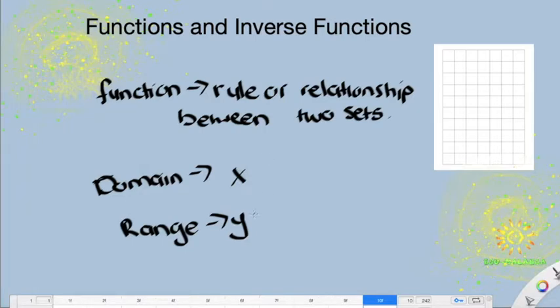And essentially every element in the domain corresponds to an element in the range, and therefore on a Cartesian plane, or an x and y axis, which I'll draw very roughly, it corresponds to one point, and on that point we've got an x value and a y value. The x value belongs to the domain and the y value belongs to the range.